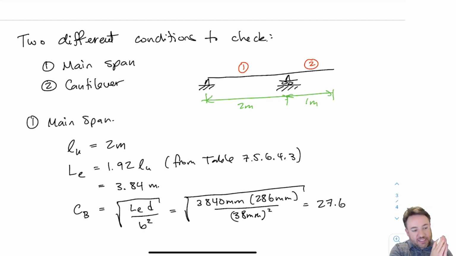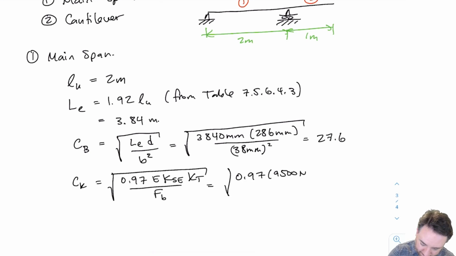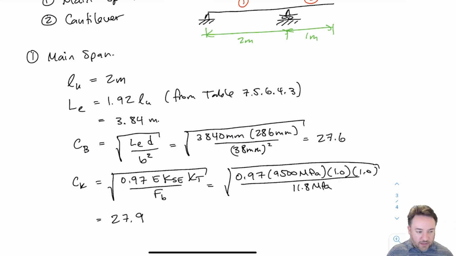If my CB was less than 10, then basically my KL equals 1 because I don't get lateral torsional buckling. Here it's greater than 10. It's less than 50, which is good because it has to be less than 50. But we need to see if it's less than or greater than CK. And so let's calculate CK. Okay, again, I am subbing in for E and for FB, KSE and KT are 1 because we're in dry conditions. So basically what we get is 27.9.